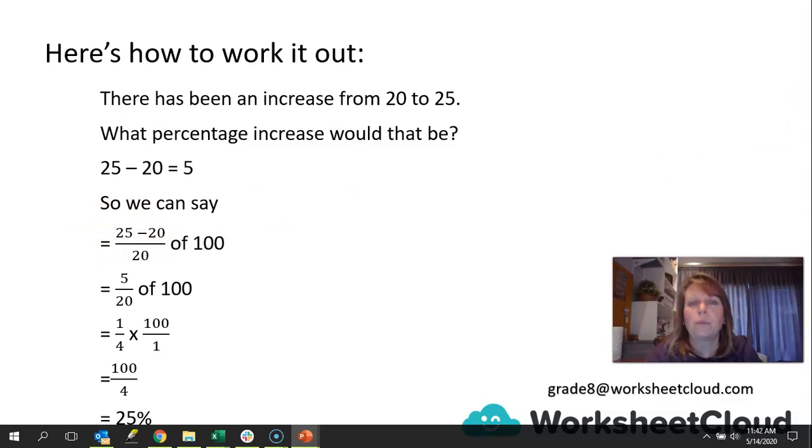And we've got 25 minus 20 over 20. It gives us 5 over 20. And we must find the fraction of that of 100, which will give us the percentage. So 5 over 20 times 100 over 1. We could do a quarter times 100 over 1. We're going to get 100 over 4, and 100 over 4 would give us 25%, because 4 goes into 100 25 times.